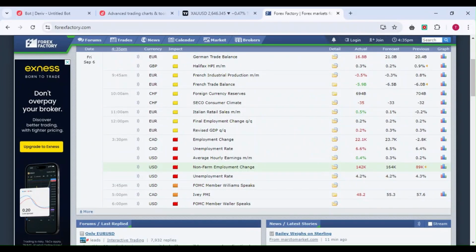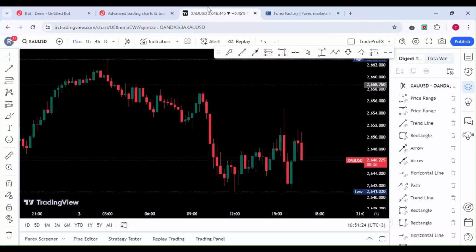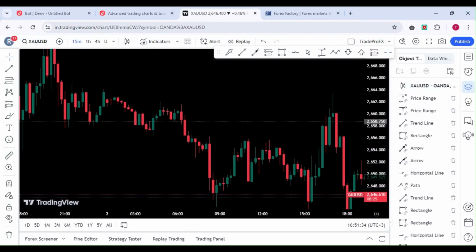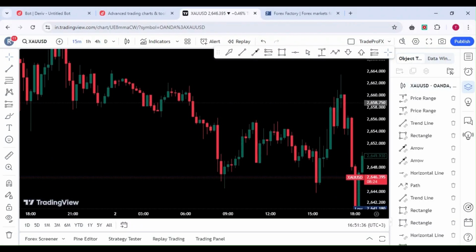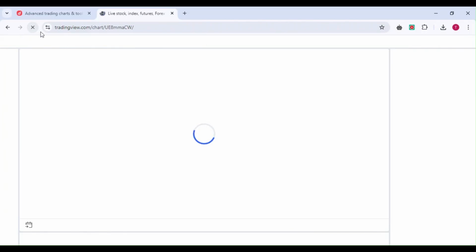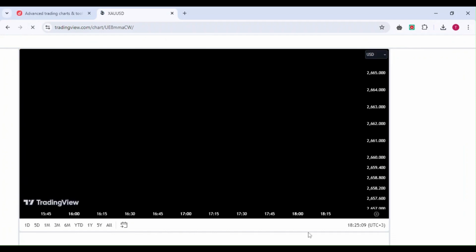So let's go to this date. It was on Friday, September. You can backtest. Let's backtest it. I don't know why, so let me refresh my chart again. So this is it.